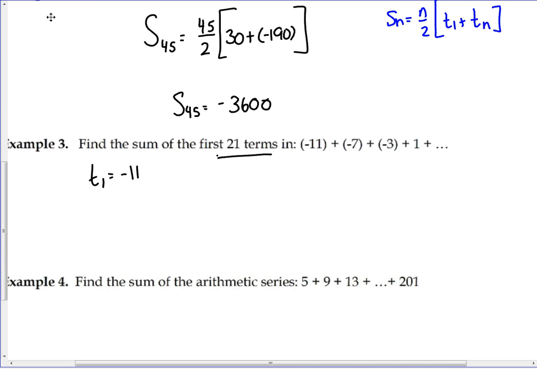Okay, what else do we know? Do we know what our common difference is? What are we going up by? Positive 4. We're actually adding 4 each time. Good. What else do we know? 21. What does 21 stand for? And your number of terms. Do we know our last term? No. We have to use the other formula, the ugly one.